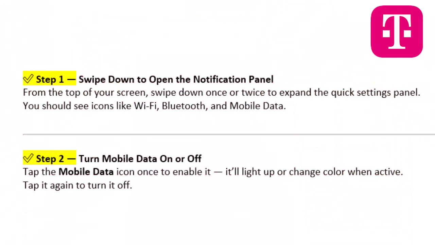Step 1. Swipe down to open the notification panel. From the top of your screen, swipe down once or twice to expand the quick settings panel. You should see icons like Wi-Fi, Bluetooth, and mobile data.